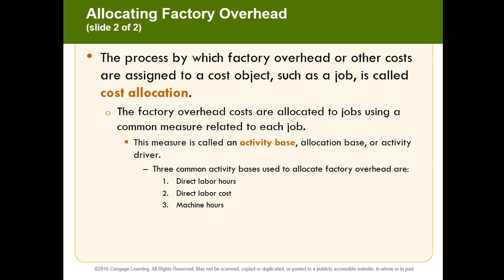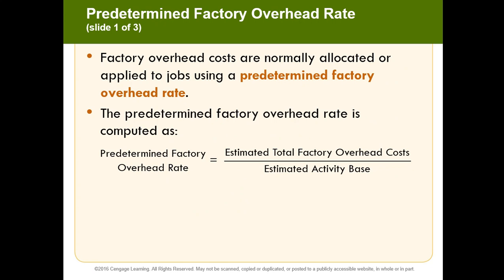If I have a production facility that is very labor intensive, I'm going to use direct labor. If I have a production facility that is highly automated and I don't have a lot of people putting things together, I will use machine hours. So you're going to find what activity base is specific to your particular production, and that's how you're going to allocate these overhead costs.